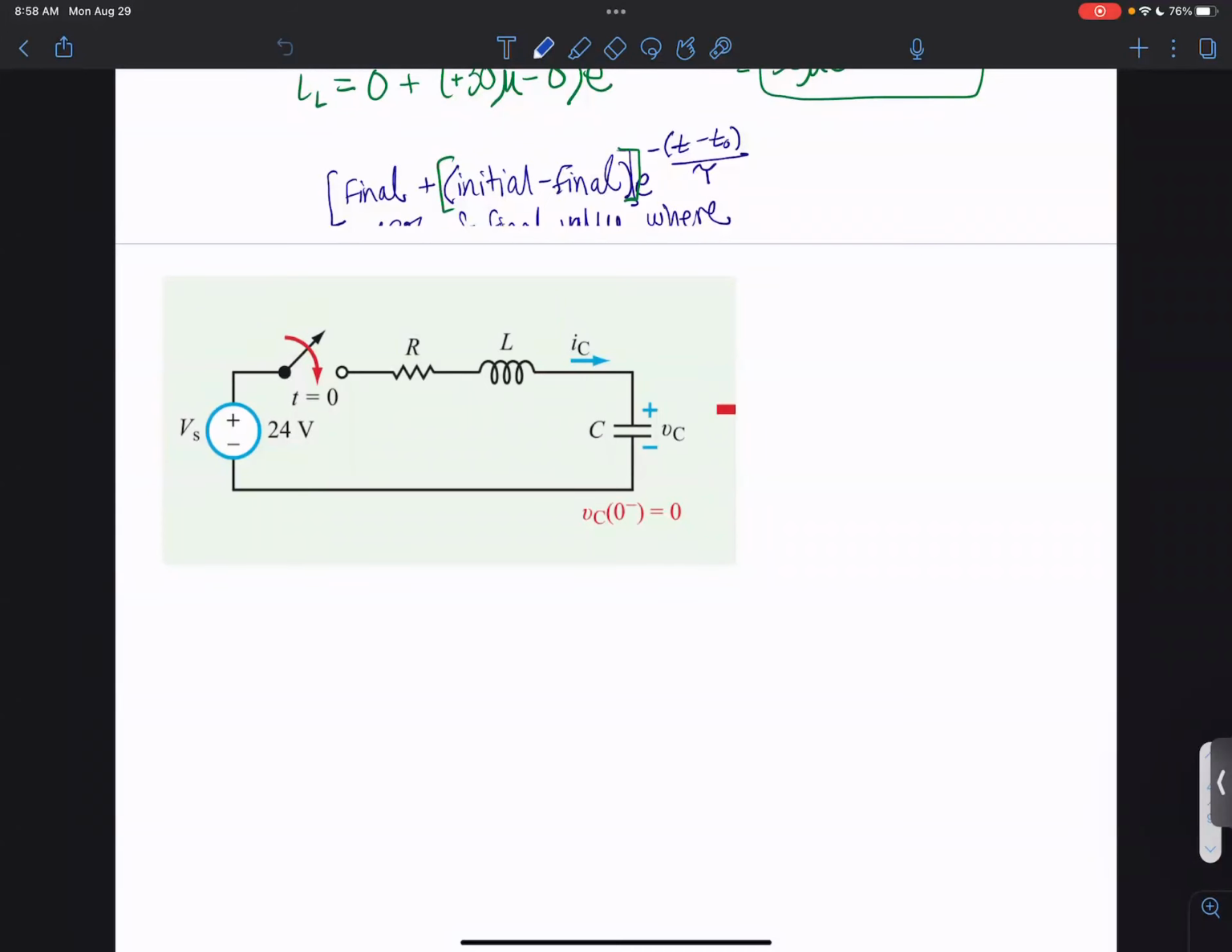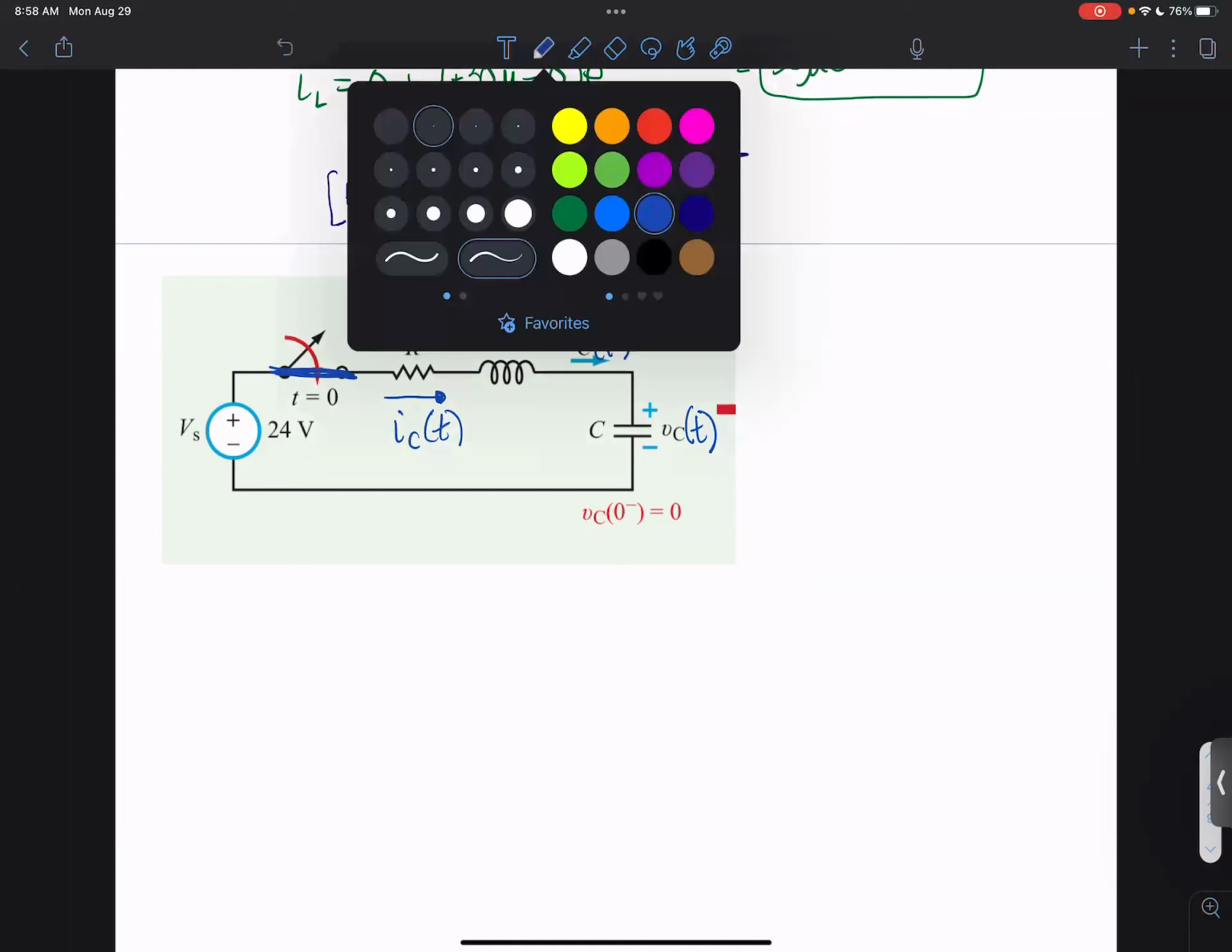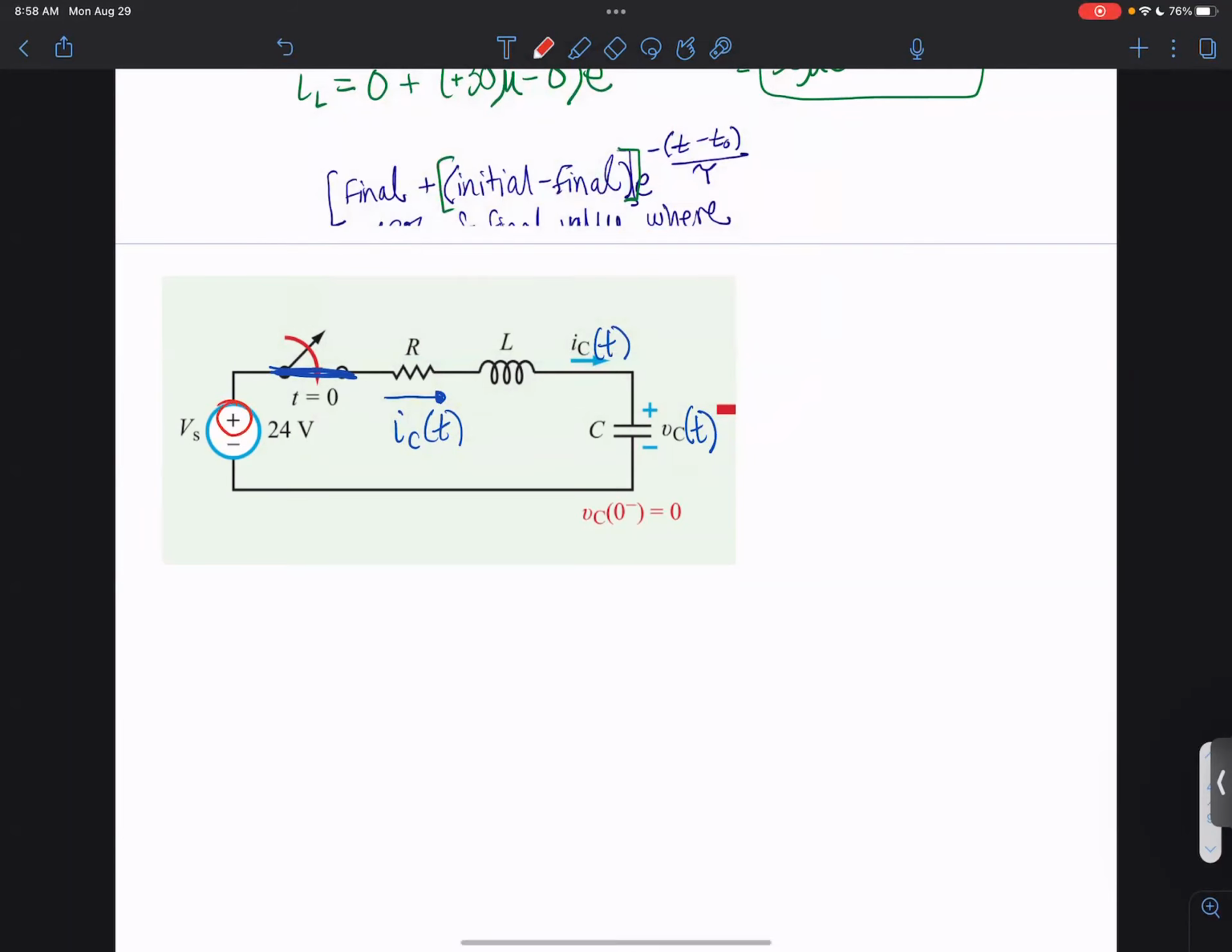So I'm going to look at this with the switch closed. IC is a function of t, and VC is also a function of t, so it changes over time. When I write this equation, this is going to be a plus, this one will be a negative, this one again a negative, and this one a negative. So it's a plus Vs, minus the voltage here, which is IC of t times R.